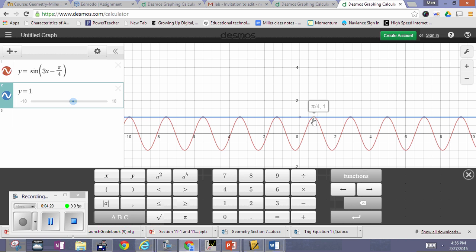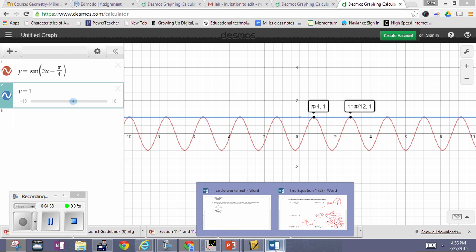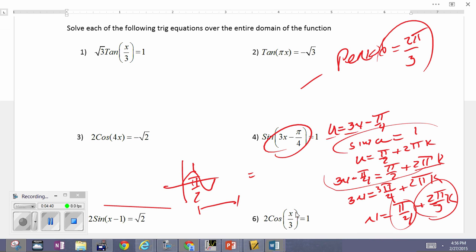Here's the point. I click on this and point right to it. There it is: pi over 4. What's the next hit? Well, that would be one wavelength down the line, which would be 11 pi over 12. And we could validate that 11 pi over 12 was pi over 4 plus 2/3 of pi.